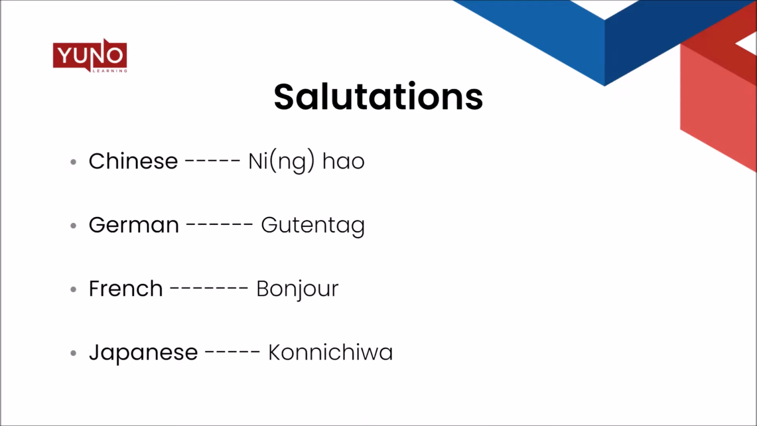Similarly, Japanese happens to be very different from European, French, and other Indo-German languages. It is closer to Chinese and Korean in script and form. And the Japanese form of saying hello is konnichiwa. It is pronounced exactly the way it is written. So konnichiwa, or hello in Japanese.